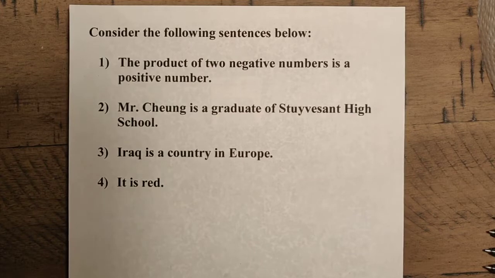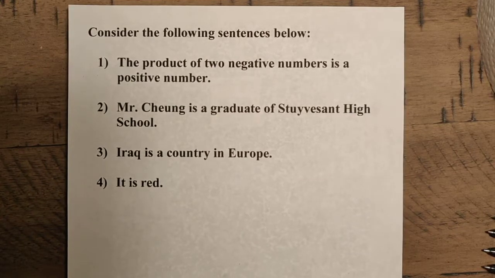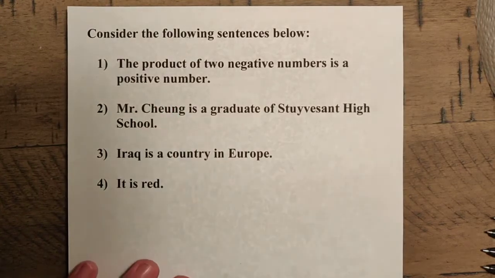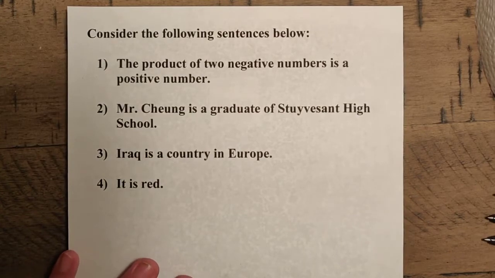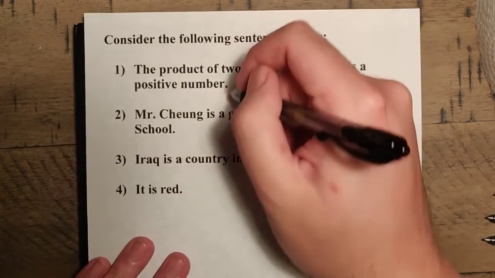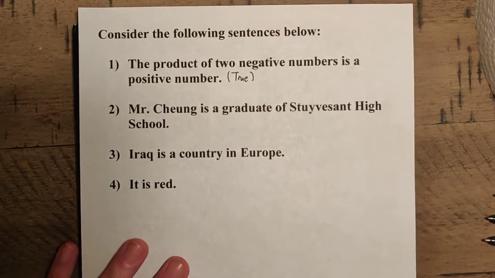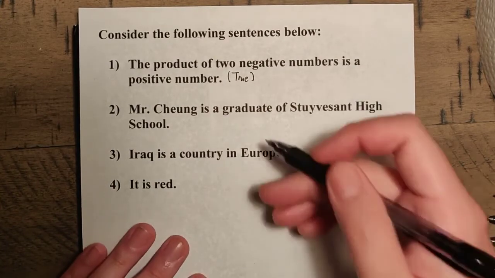So one of the first things you might have noted about these statements is that pretty much all of them are stating something, and they seem to fall into one of two categories. They seem to be either true or not. So for instance, number one here, the product of two negative numbers is a positive number. I think many of you know that this is a true statement. So in this situation, we can label this as a true statement. Now, why is it a true statement? That's something we can discuss at a different time, but I think you already know that this is a true statement.